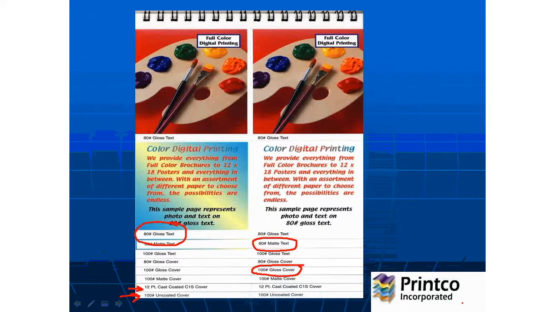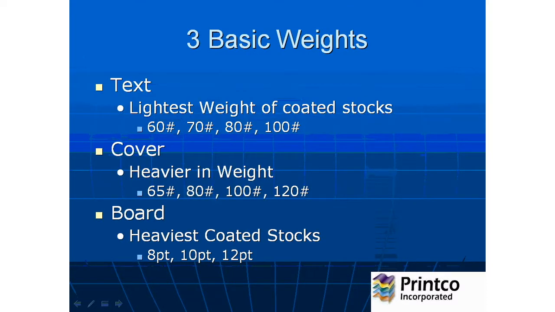So now that we've chosen the finish for your printed piece, you will now need to consider the weight of the sheet. How the printed piece will be used will have a bearing on the weight of the stock that you choose. The three basic weights for coated papers are text, cover, and board weights. Text is the lightest weight of the three, and the most popular weights for text weights are 60 pound, 70 pound, 80 pound, and 100 pound. Text weight is great for brochures, sell sheets, flyers, pages to a booklet, and many other items.